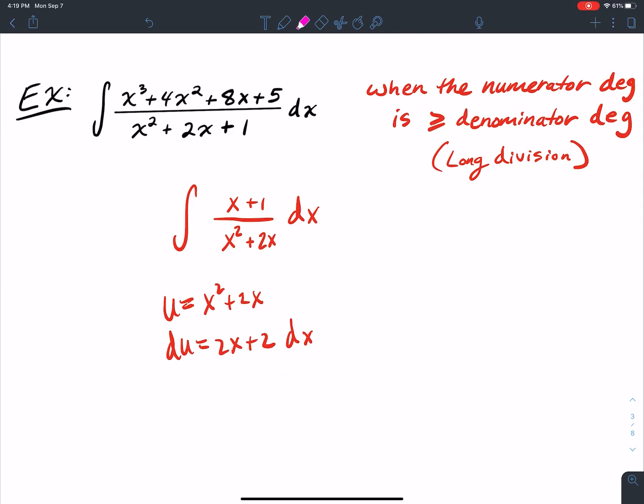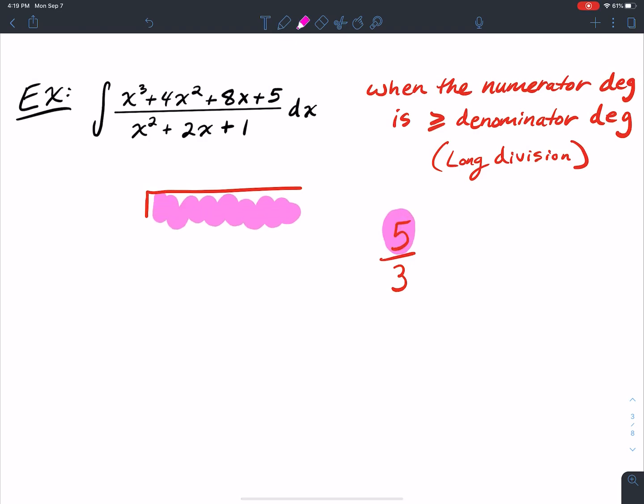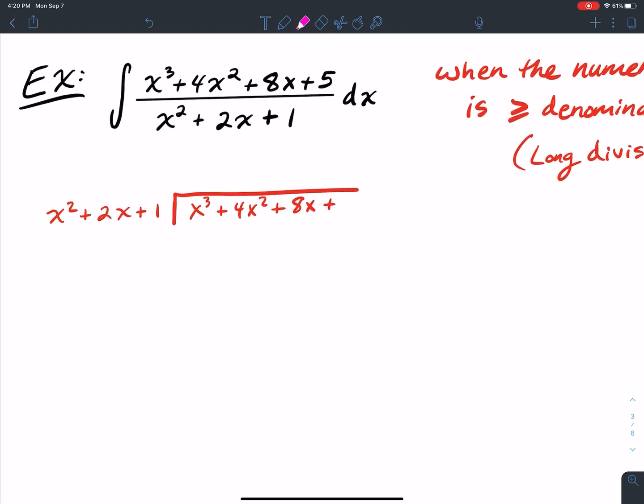Okay, I just have to deal with that coefficient, which is no big deal. Now, with this situation that we have here, where the numerator degree is larger than the denominator degree, that falls apart for our U-substitution. So what we need to do is some long division and see if this simplifies. So if I have like 5 divided by 3 here, the numerator is what goes inside the house, and the denominator is what goes outside the house. So I'm going to put the denominator outside, the numerator inside. I'm going to start working through and see if I can simplify this.